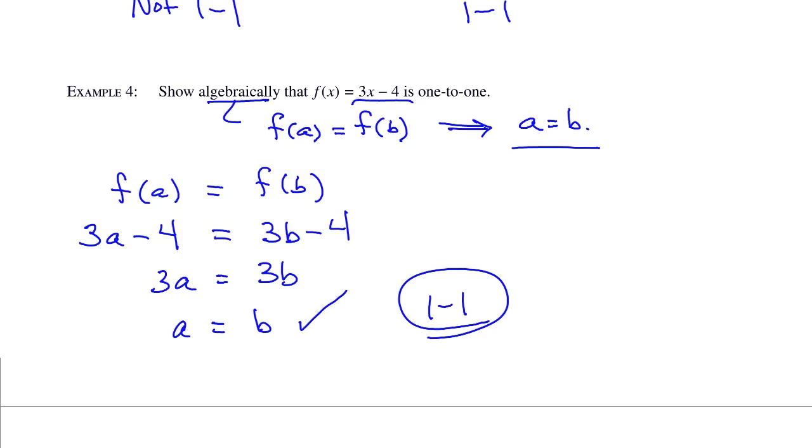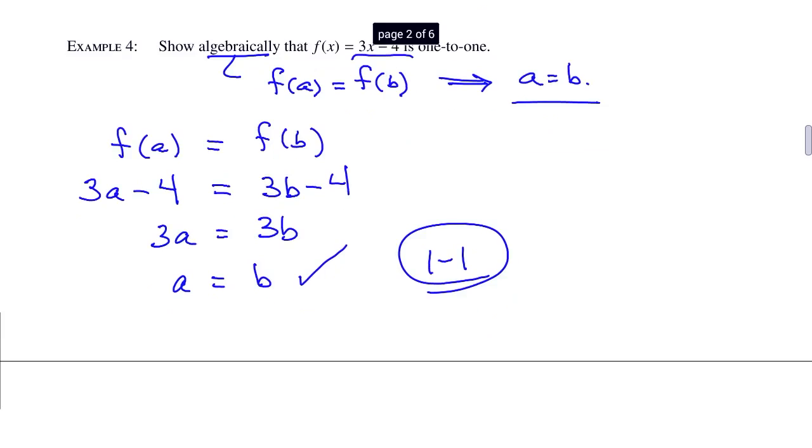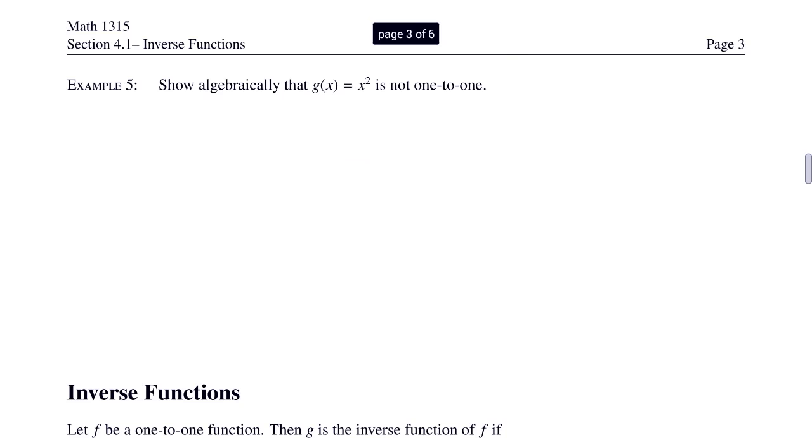Again, the question is, when you start solving for a, does that force the value of a to be exactly equal to b? Must that be the case? And that is the question you were trying to answer. Let's look at example 5 on the next page. Show algebraically that g of x is equal to x squared is not a one-to-one function. So this time we'll start with g of a is equal to g of b. If we are going to show that a function is not one-to-one, then that means there is some leeway with what the value of a could be equal to.